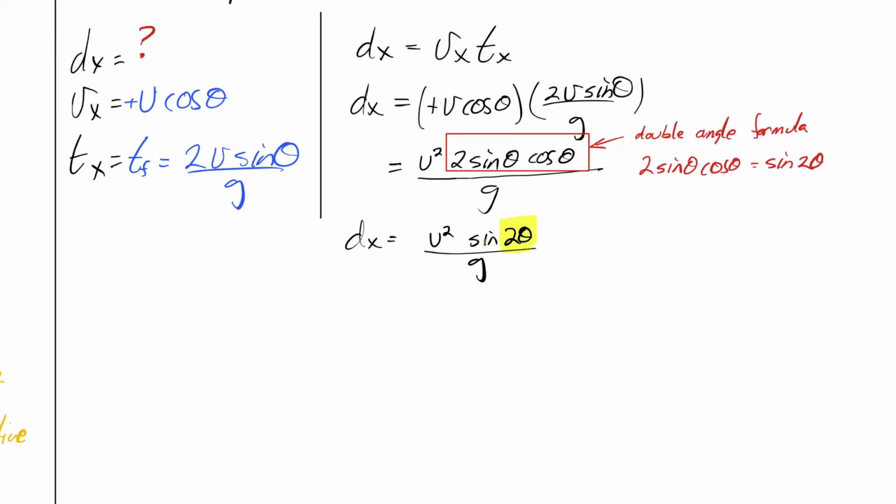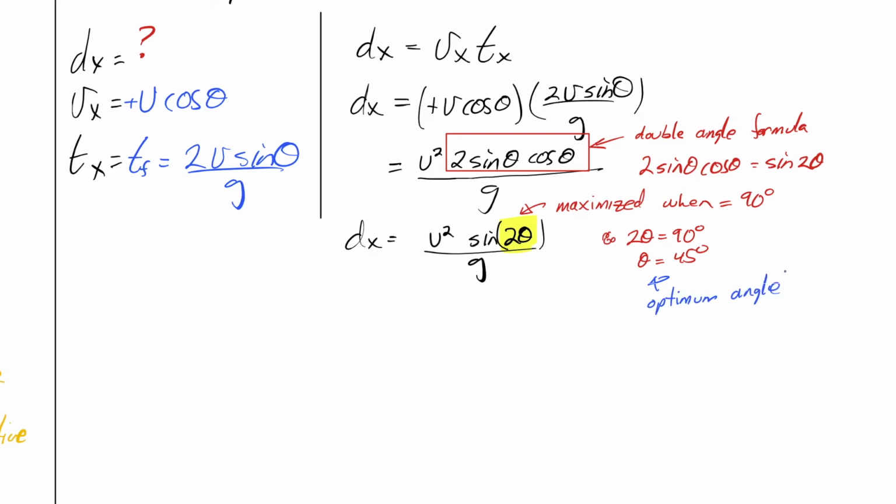Well, sine is at a maximum when the angle inside is 90 degrees. Actually, I'll put a little bracket in here. So this is maximized when equal to 90 degrees, because sine of 90 is equal to 1. Sine of any other angle is less than 1. Therefore, 2 theta equals 90 degrees. Theta must equal 45 degrees. So that is the optimum angle, which will give you the largest range.